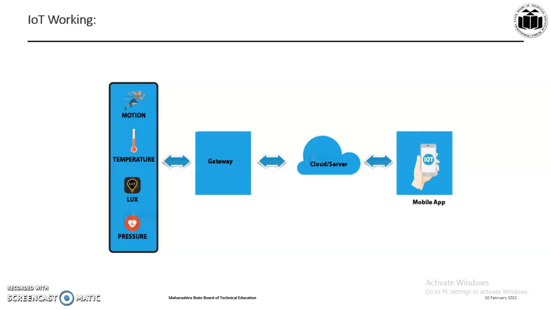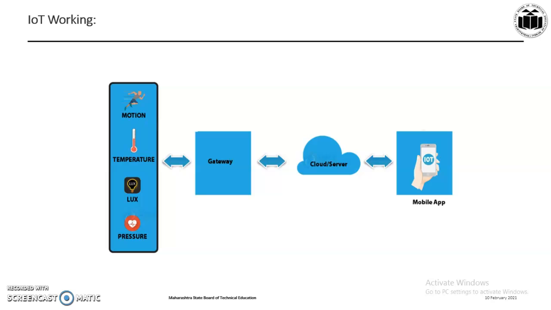As we can see in the diagram, the IoT working depends on four components. The first component is a sensor. Various sensors are used to measure various parameters. For example, in this diagram we have shown sensors for motion detection, temperature, light intensity measurement, and pressure. Such various physical parameters can be measured by using the sensors.